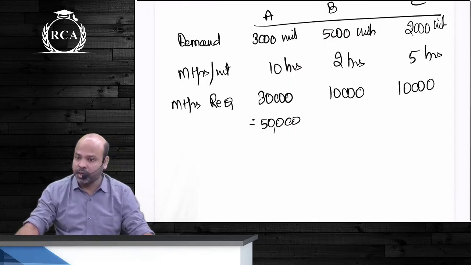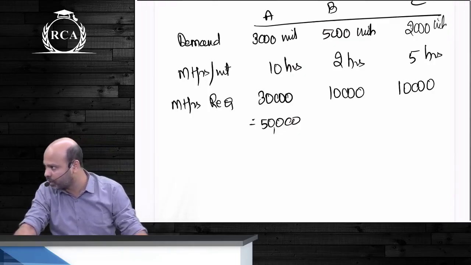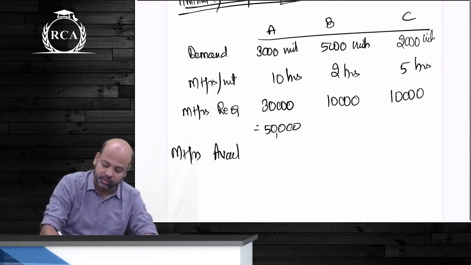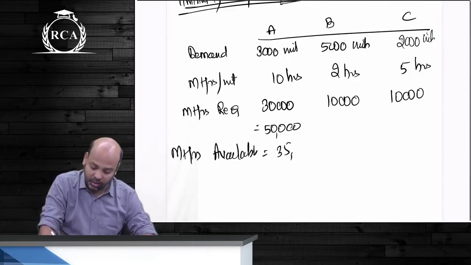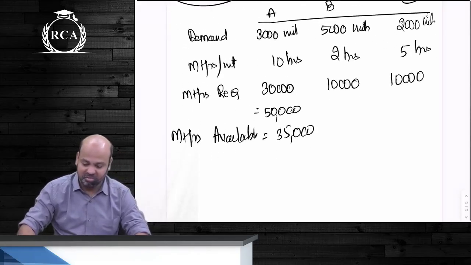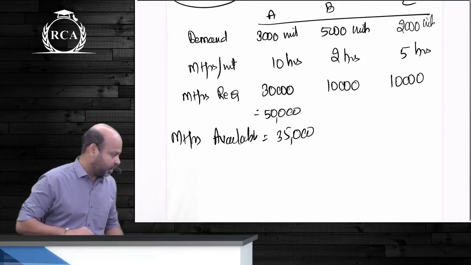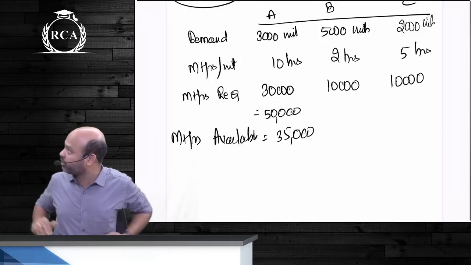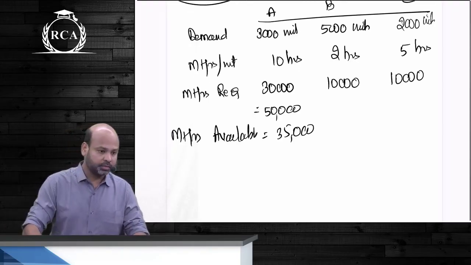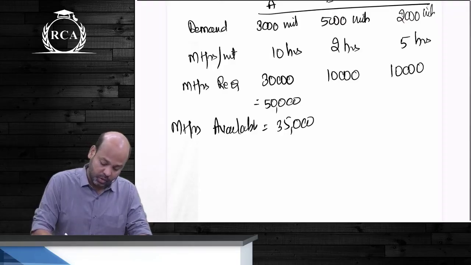So the availability of machine hours, guys, if it is less than 50,000, then machining will become a limiting factor. Otherwise, machining will not be a limiting factor. Let's say, beta, that the total number of machine hours available are only 35,000. Obviously, I have to make machining a limiting factor because I'm explaining. So machining will be a limiting factor here. I will not be able to manufacture and sell 3,000, 5,000 and 2,000 units.